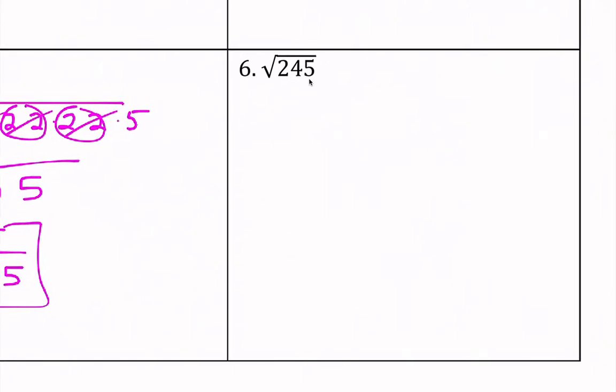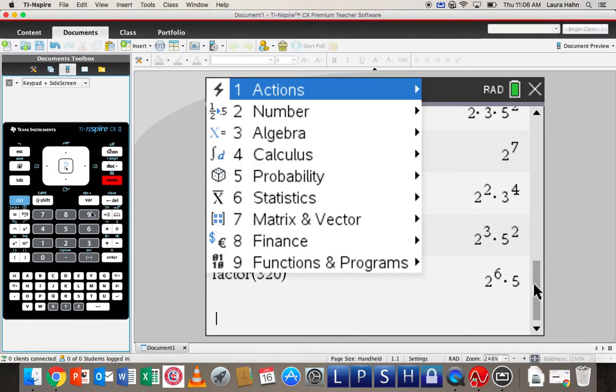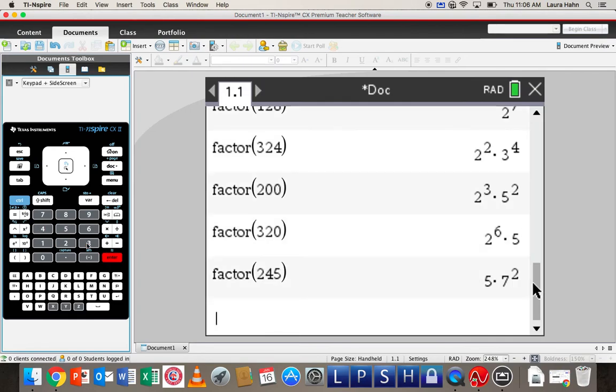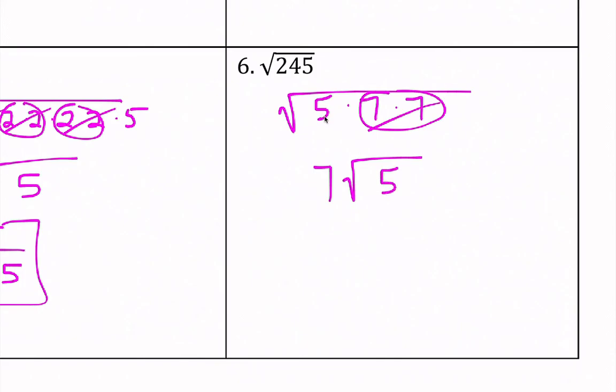Okay, 245 is not a perfect square, so I'm going to have to factor it and break it down. I want a single 5 and 2 7s. So I find my partner. Here's my only partner. So I know this 7 can escape while its partner is sacrificed. This 5 is stuck in prison.